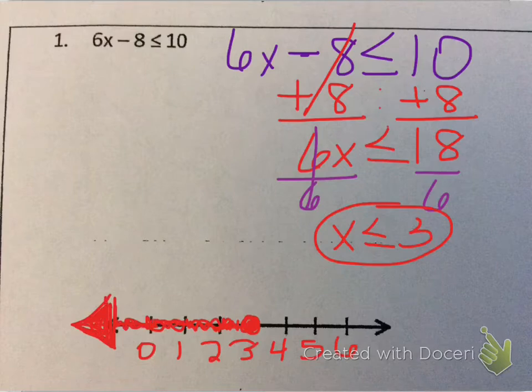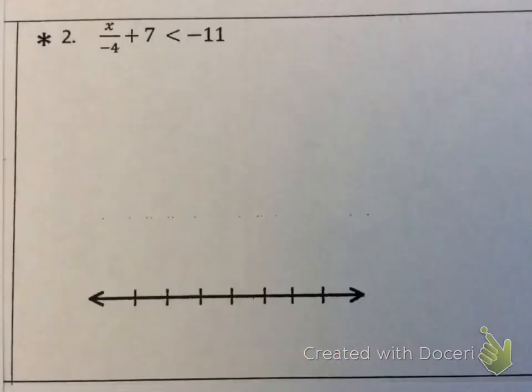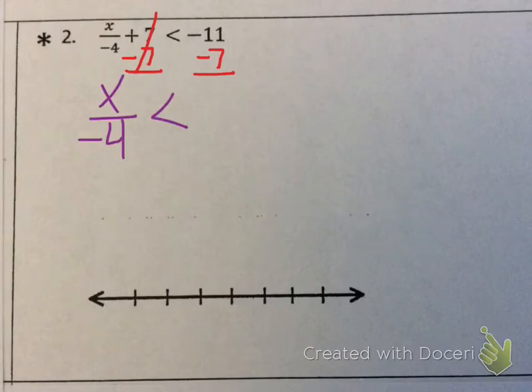Okay, and question number 2. We have x over negative 4 plus 7 is less than negative 11. If you notice, I have that little star next to that one. And as you can remember in the last video when I had that, that meant you were going to probably flip your symbol, right? So my first step, I need to get rid of the 7. So I'm going to subtract 7 on both sides. My plus 7 minus 7 cancels out. I'm left with x over negative 4 is less than negative 7 minus 11 is a negative 18.